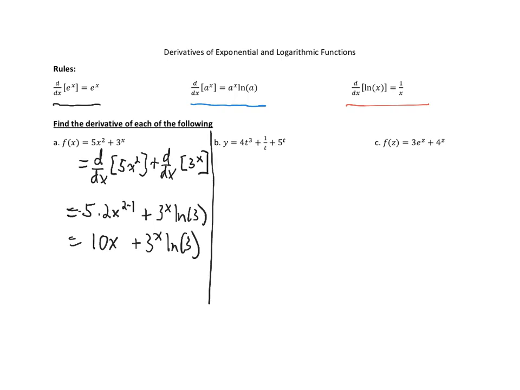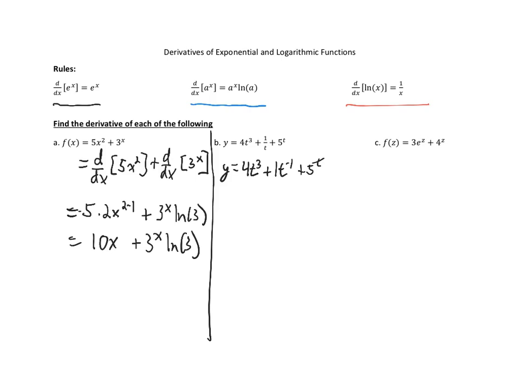And I'm going to put a little barrier here for part B. Same idea here for part B. But if you notice, we want to do something with the 1 over t before we start doing the derivative of each term. I'm going to say that y equals 4t cubed plus 1t to the negative 1 plus 5 to the t.